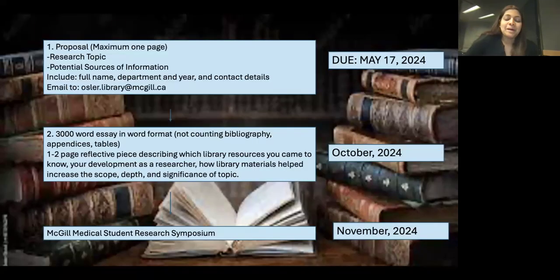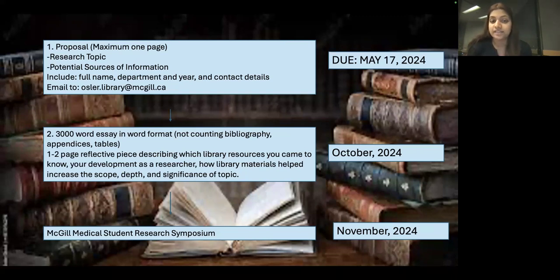Next slide, please. Thank you. So a bit about the process for the application. So the first step would be a proposal. And this would be a maximum of one page. And what you would basically include in this proposal is the research topic, potential sources of information, and how you will carry out this research project, because basically we want to see if it is a feasible project to do over the summer. And in this proposal, you would include your full name, department, year, and contact details.